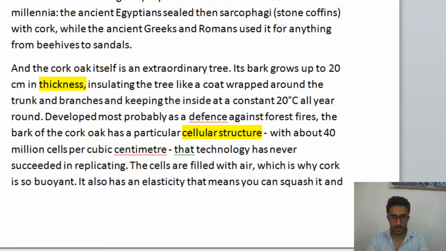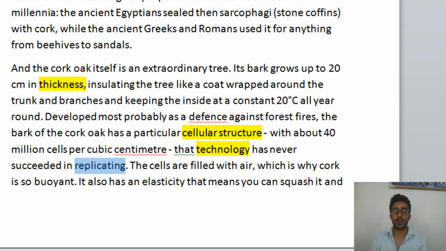Developed, most probably "defense" there. Okay guys, they have used a synonym here for scientists. They have used the word, sorry, "technology has never succeeded," meaning they have never made any such kind of thing. And replicating vocabulary is really necessary for your reading part.